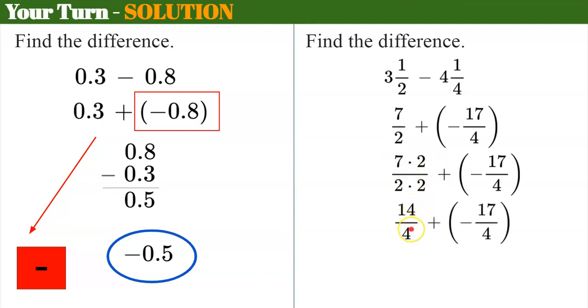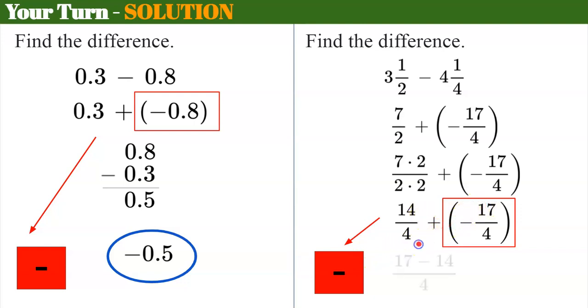So now I'm ready to identify what my solution will be. The larger absolute value is negative. So I need to make note of that. I never skip this step. Now I'm ready. I'm going to take the larger value, which is 17, subtract the smaller, which is 14, keeping my common denominator. 17 subtract 14 is 3. Don't forget, it has to be negative 3/4.